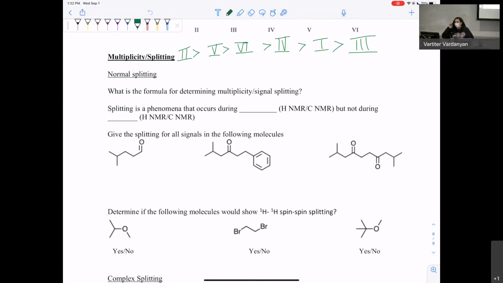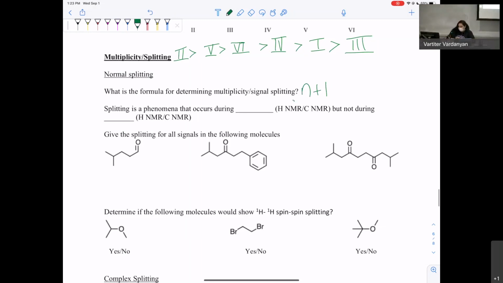Okay, so first and foremost, what is the formula that we use to determine splitting and multiplicity? N plus 1. Wow. Okay, so splitting only occurs in what kind of NMR? HNMR, thank you. It does not occur in CNMR.